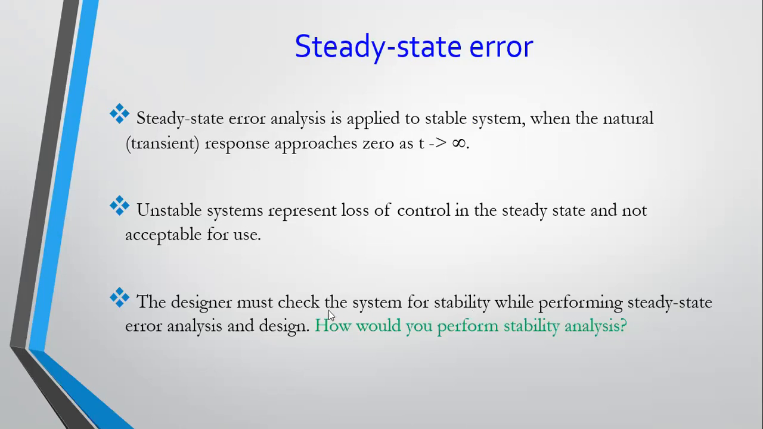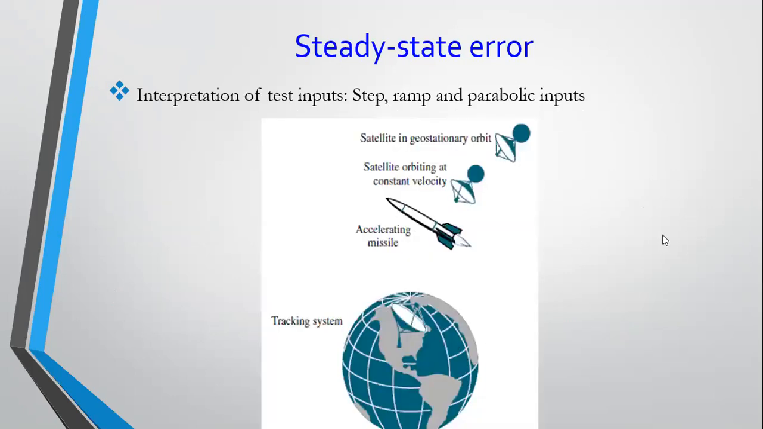If you look at the third point there, the designer must check the system for stability while performing steady state error analysis and design. How would you perform stability analysis? We've answered that already. You could use the location of poles in the complex plane, or you could use the Routh-Hurwitz criterion to do that. Now, this is an example of the test signals we talked about.